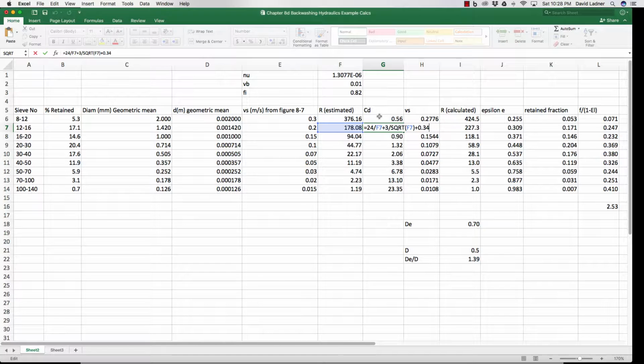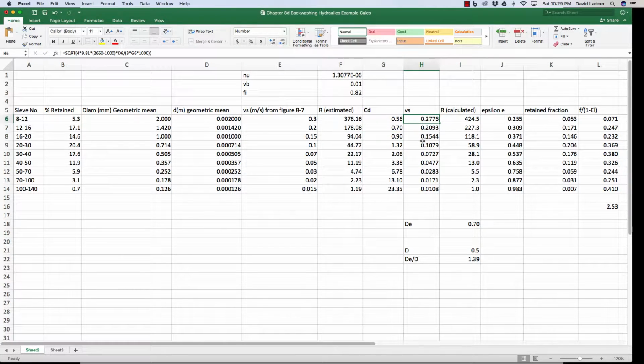We can calculate our drag coefficient using this equation, and note that this is the longer equation for drag coefficient because all of our Reynolds numbers are higher than 0.5, so we have to use this: 24 divided by the Reynolds number plus 3 divided by the square root of the Reynolds number plus 0.34.